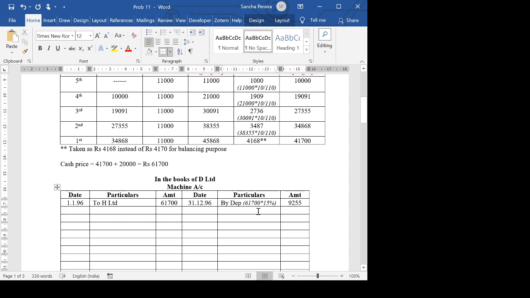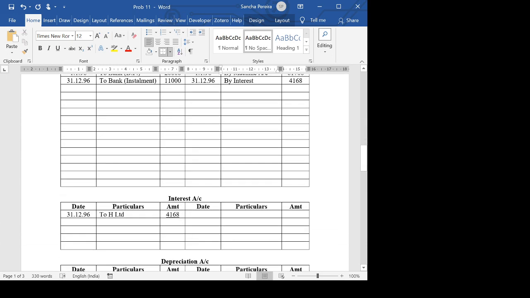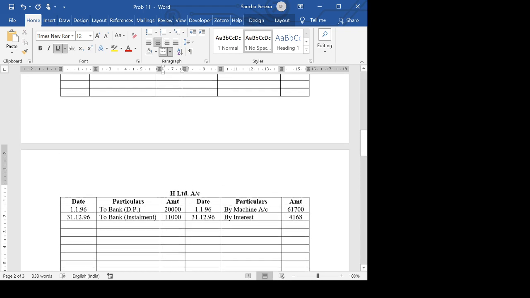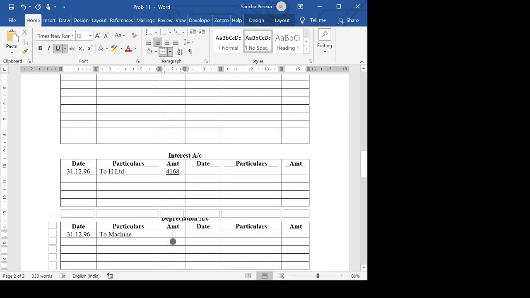Now, since we have opened the depreciation account, we'll have to post this entry accordingly. So, if you say by depreciation, here it will be to what? 31st December 96. To machine. Amount is 9,255. Okay, so we have posted all the entries.